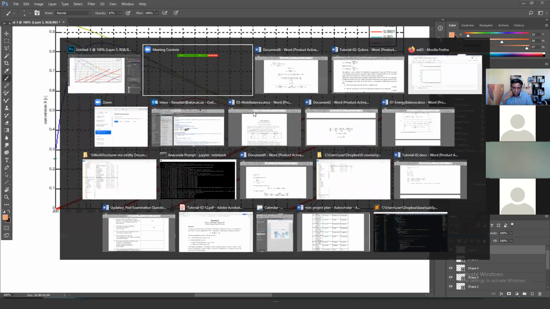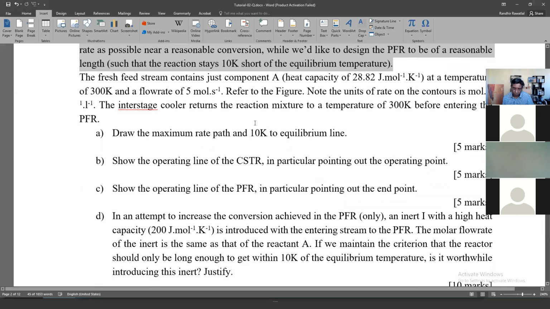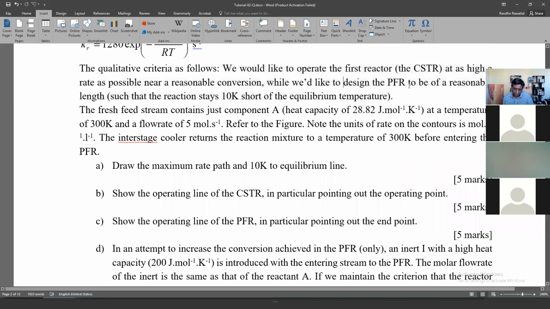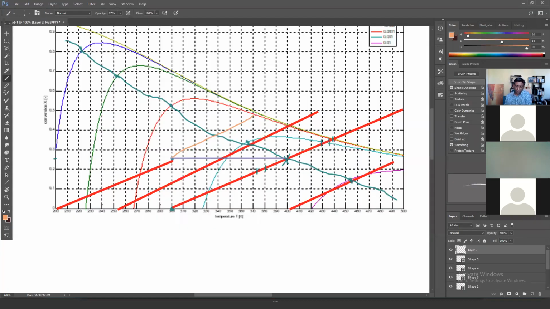But now the criterion is different. So let's read that part more carefully. We'd like to design the PFR to be of reasonable length such that the reaction stays 10 K short of the equilibrium temperature. So first off, what's the equilibrium temperature? Let's go back to this 300 K starting line. As you increase the volume of that reactor and you get closer here, you'll need larger and larger reactors, and at infinity you get closer and closer here as you tend to infinity. So that is the equilibrium.